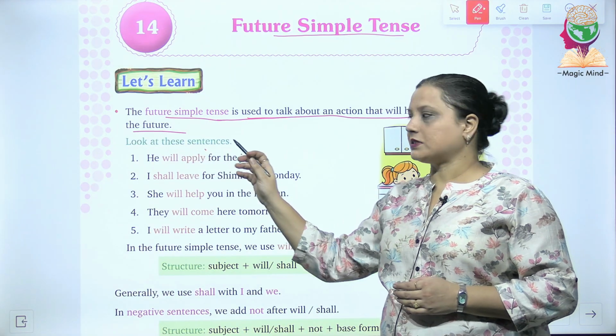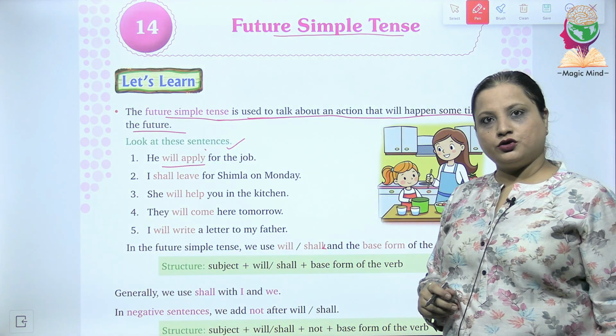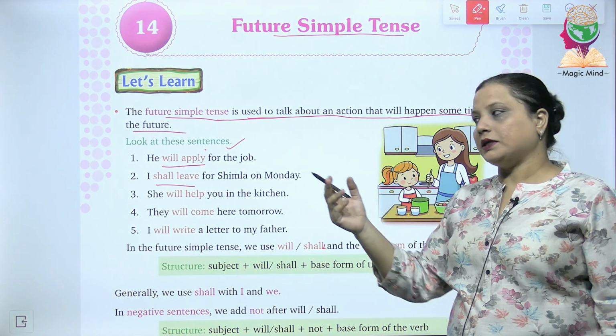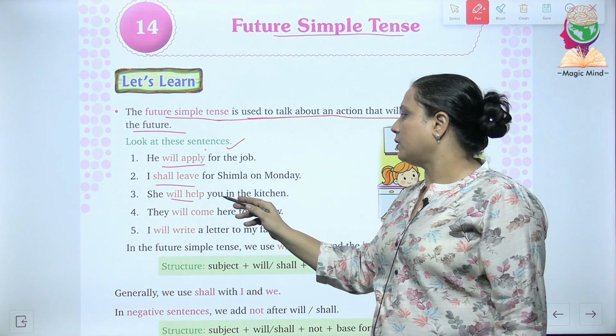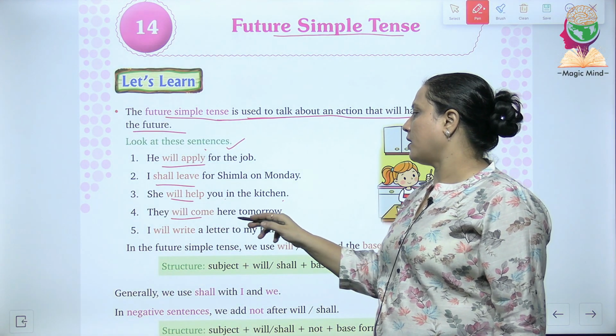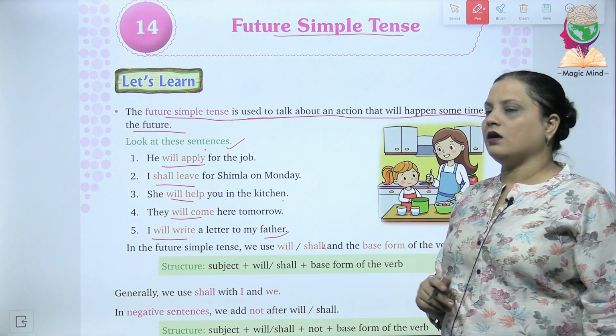Look at these sentences now. He will apply for the job. I shall leave for Shimla on Monday. She will help you in the kitchen. They will come here tomorrow. I will write a letter to my father.